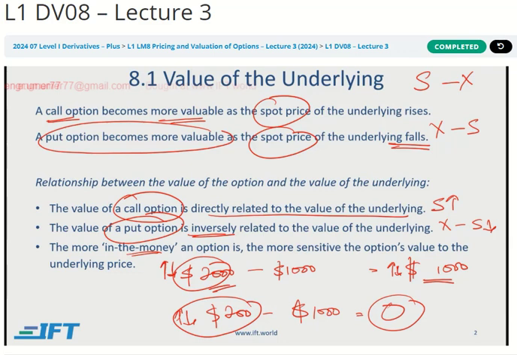So changes in the underlying price for deep out of the money options are not that sensitive for the option price, but if you are in the money, then the changes are very, very sensitive to the options value. So the changes in the underlying price will be very sensitive to the options value for deep in the money options.